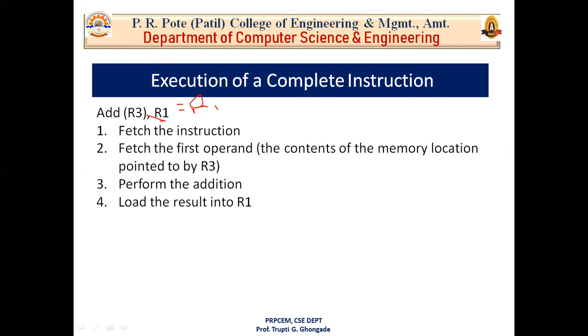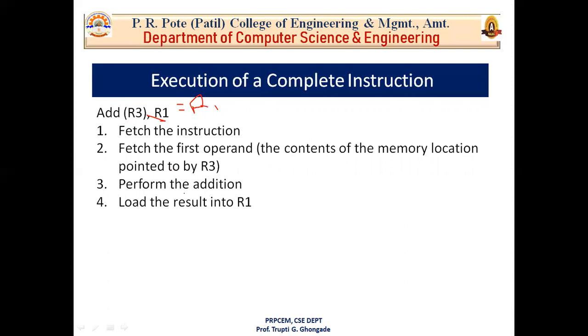Okay, so let's see the sequence. First, the processor has to fetch the instruction. After fetching the instruction, somewhere in the memory and somewhere in the processor, these two operands are stored, R3 and R1. So fetch the first operand. Here R3 and R1 both are working as operands. After fetching the instruction, fetch the first operand. That means the contents of the memory location pointed to by R3. Now here we are using brackets, that means your R3 will work as an address to some memory location. So now fetch the first operand, the contents of the memory location pointed to by R3.